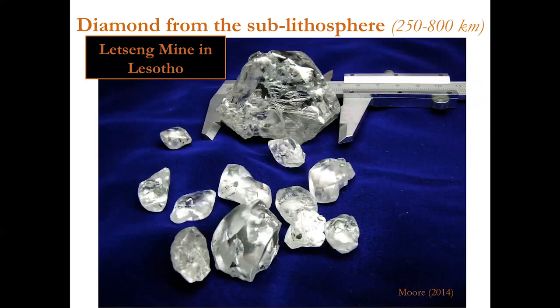But then we have those guys, those sublithospheric diamonds that come from below the lithosphere. And in this case, based also on inclusion work and on theoretical considerations, we can say that they come from somewhere between 250 kilometers and 800 kilometers. That's the greatest depth that's being reported. And if you remember the number that I mentioned earlier, 660 kilometers.